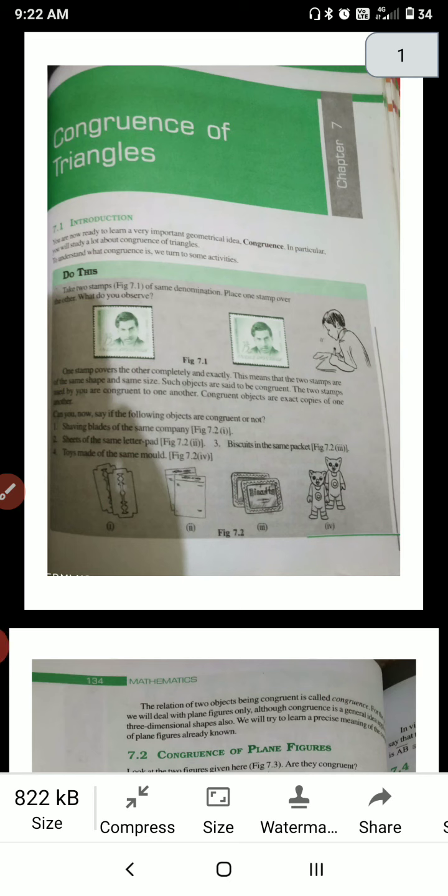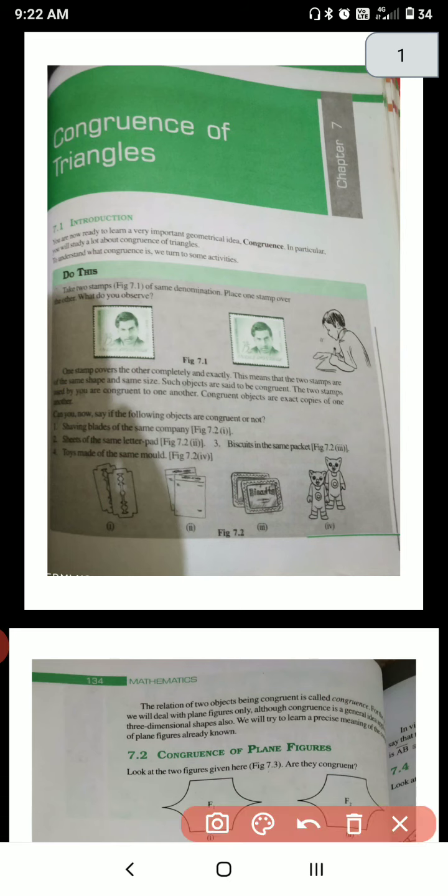So today I am going to start your new chapter, chapter number 7, congruence of a triangle. This word congruence is new to you. Maybe for the first time in your life you are hearing the word congruence. That term congruence means equal, similar, equal. It means both things are equal to each other.